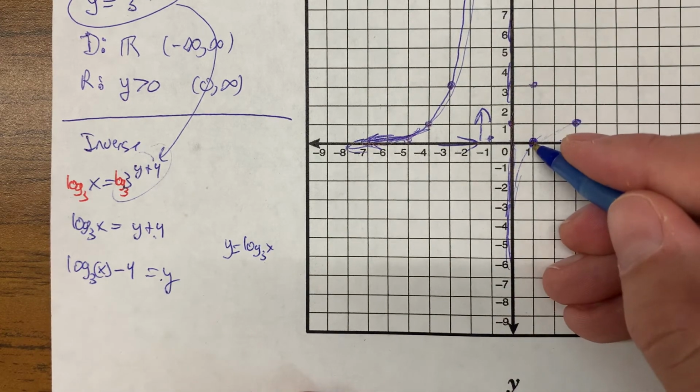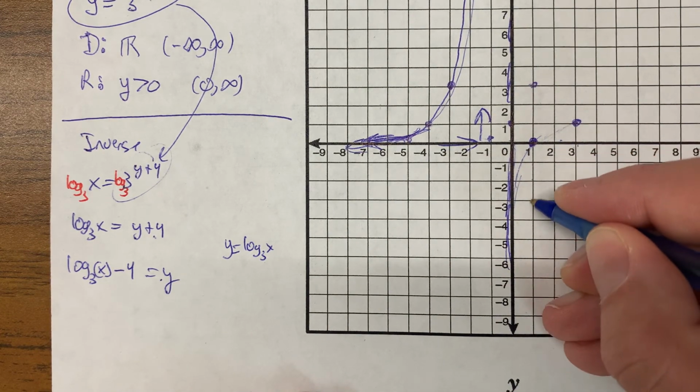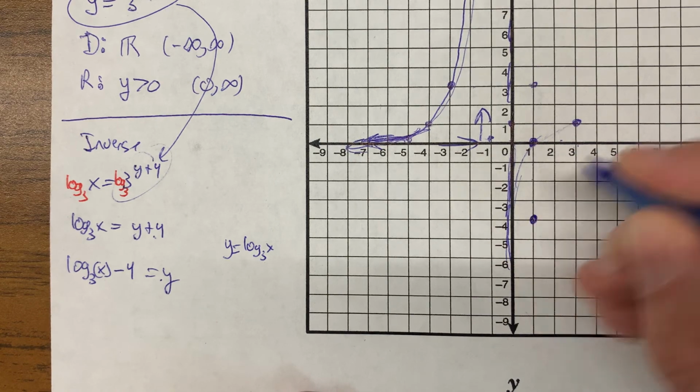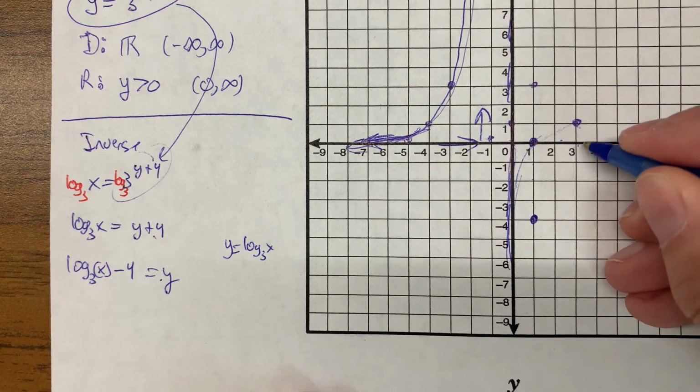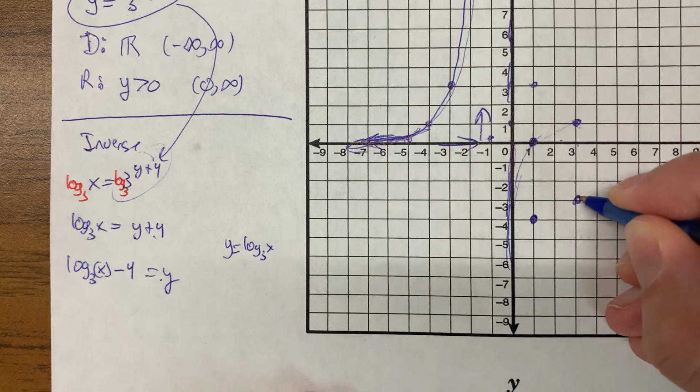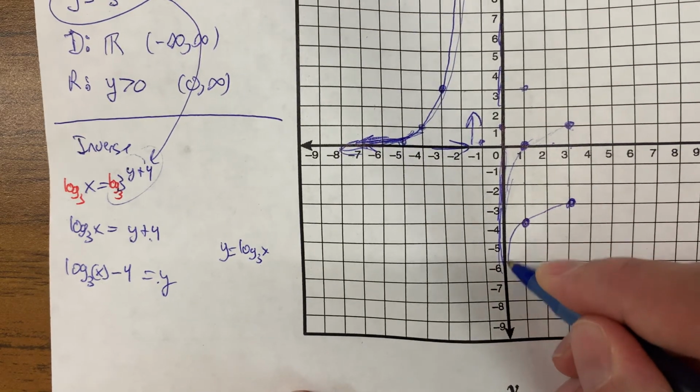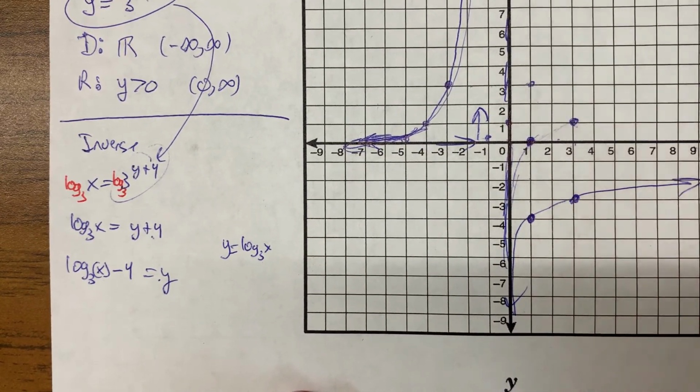This point at (1, 0) will get shifted down by 4: 1, 2, 3, 4. This point at (3, 1) will get shifted down by 4: 1, 2, 3, 4. And we can still follow that asymptote. And there's a nice graph.